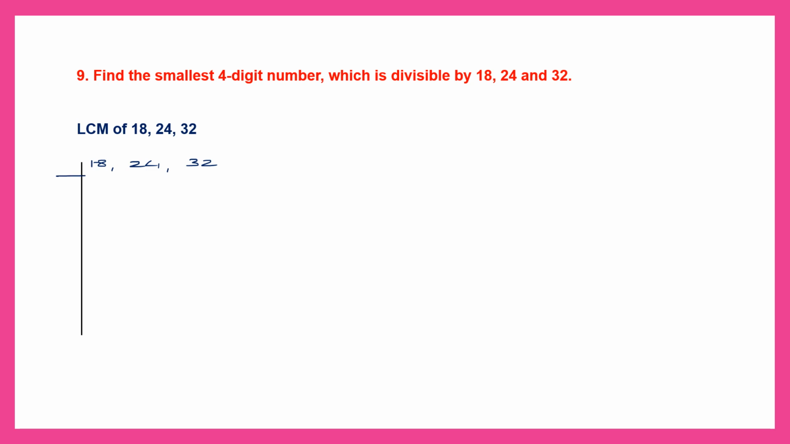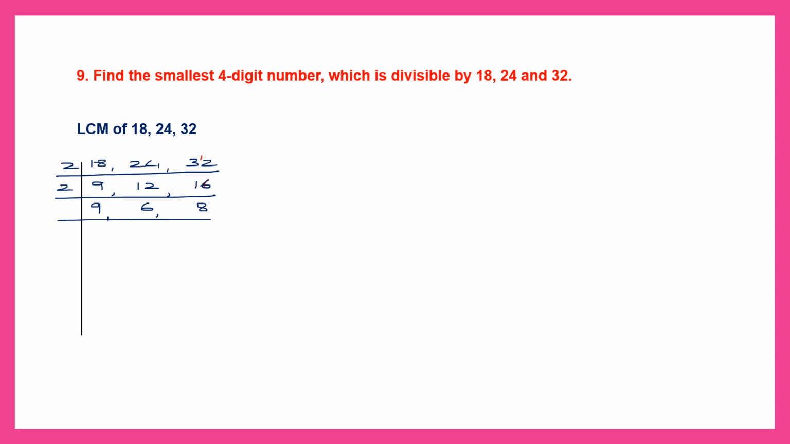Now they're all even numbers, so we can use 2 here. 2 9s are 18, 2 12s are 24. Now 32, let's divide. 2 1s are 2, there is 1 remaining, so that becomes 12. 2 6s are 12. So here we have 16. 2 16s are 32. Again we have even numbers, so we can continue with 2. 9 is not divisible, we bring it down. 2 6s are 12, 2 8s are 16.